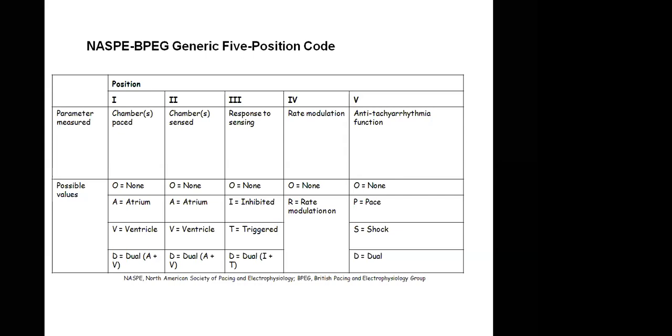Okay, so triggering simply means pace when there is no intrinsic activity. I don't know why they use the word trigger. They would have used the word pace. That's what it means. Trigger the function, or trigger the pacing. That's the meaning. It just simply means pace. Okay. Thank you. Okay.